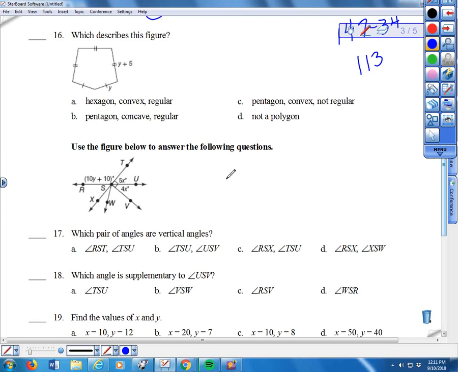TSU and USV. Those are not supplementary. Those are not vertical. What are they? Complementary. You add them together and you see the right angle symbol here. So those are not vertical. RSX and TSU. I think we found it.